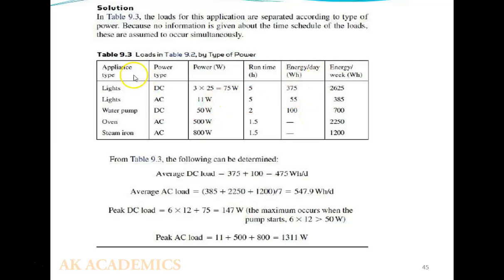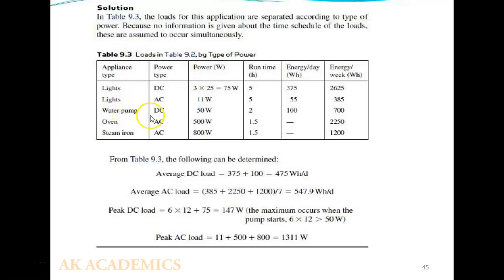All right. Then the second light is AC. It is 11 watts. It is run for 5 hours. That means total energy per day will be 11 multiplied by 5, and that gives us 55 watt hours. In a week, that will be 55 times 7, and that gives us 385 watt hours.